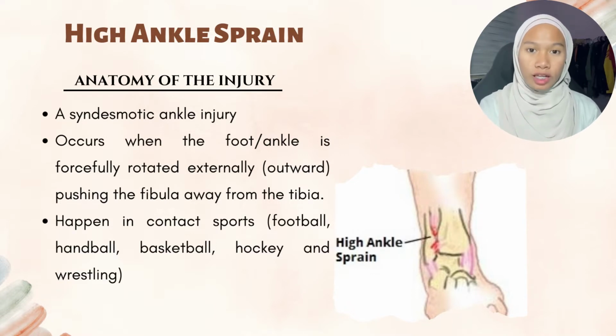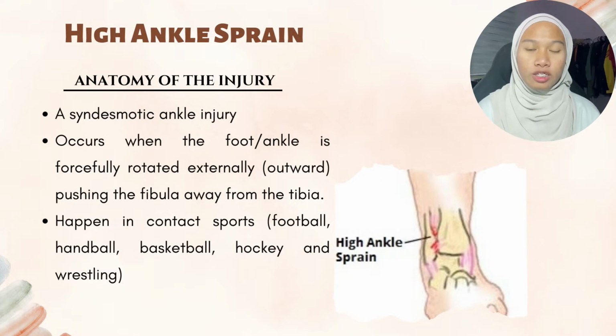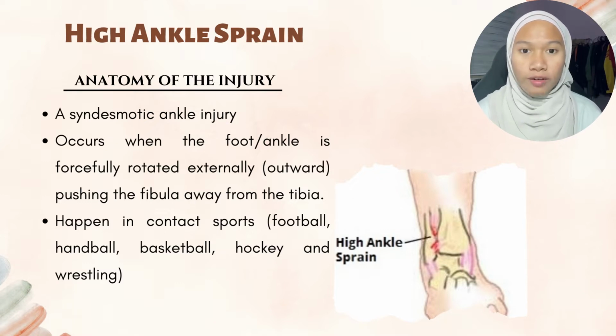Next, I'm going to tell you about one type of ankle sprain injury, which is high ankle sprain, or medically known as a syndesmotic ankle injury. This injury is worse than the common ankle sprain, the syndesmosis being located above the ankle. The injury usually occurs when the foot or ankle is forcefully rotated outward, pushing the fibula away from the tibia. It usually happens in contact sports such as football, handball, basketball, hockey, and wrestling.